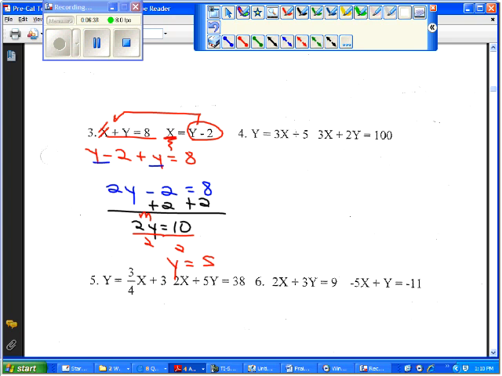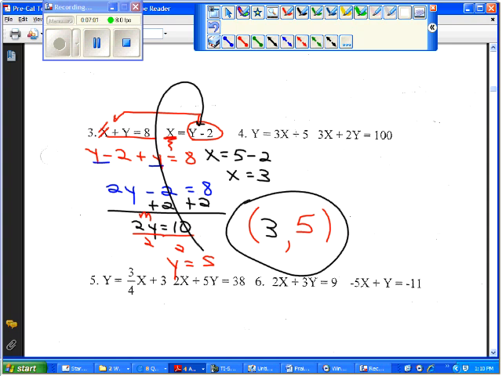Remember that the solution to a system is the one x, y that makes them both true, and this time we found the y first, so we want to make sure we put it in the right position. And we need to find the x, so we're going to take that 5 and put it in place of y. So we get x equal y, which is 5 minus 2, and so we get x is equal to 3. And so the solution to the system of linear equations is (3, 5).